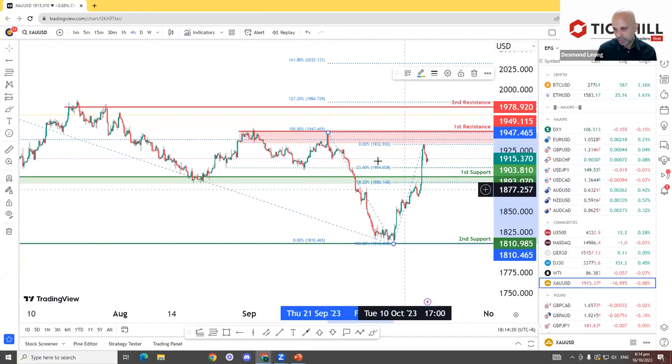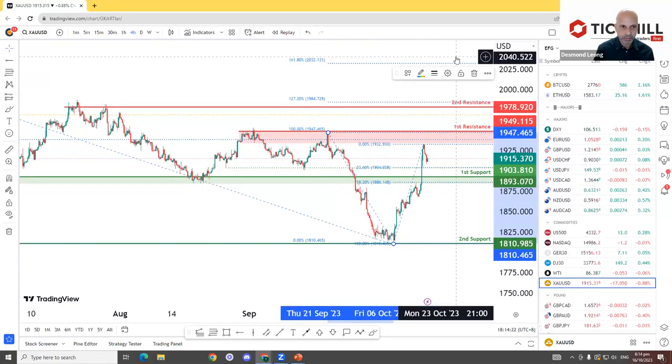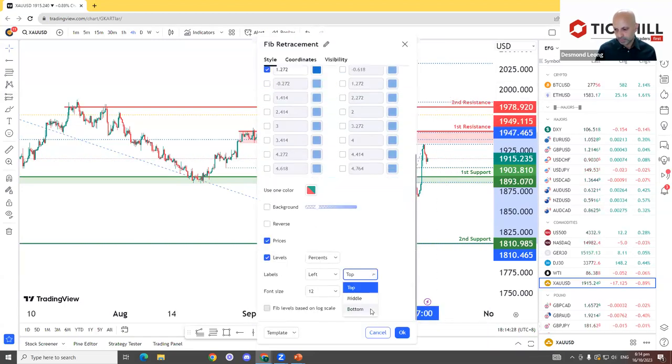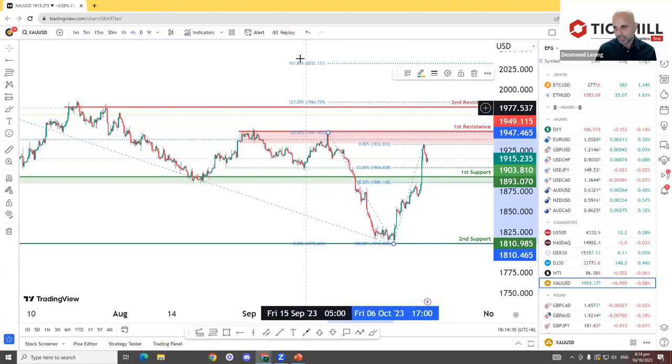But in this case, where you have a market structure that could potentially resemble a Nike tick, then we are going to use the extension levels to help us identify resistance areas. Right, so as you can see, 161 is simply too high. We'll just keep 127.